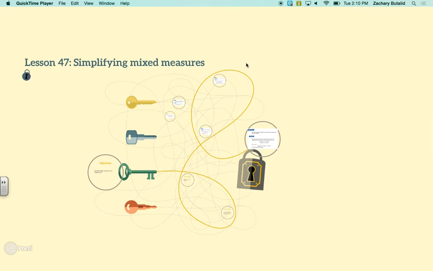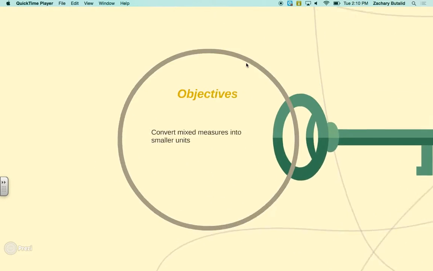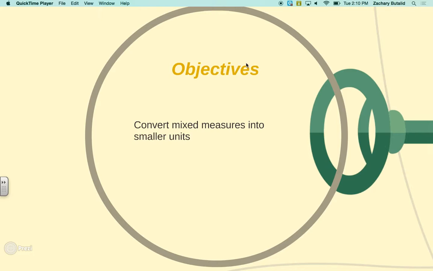We're on lesson 47, simplifying mixed numbers. All right, so our objective for today is that we're going to be converting mixed measures into smaller units in order to solve our problems.